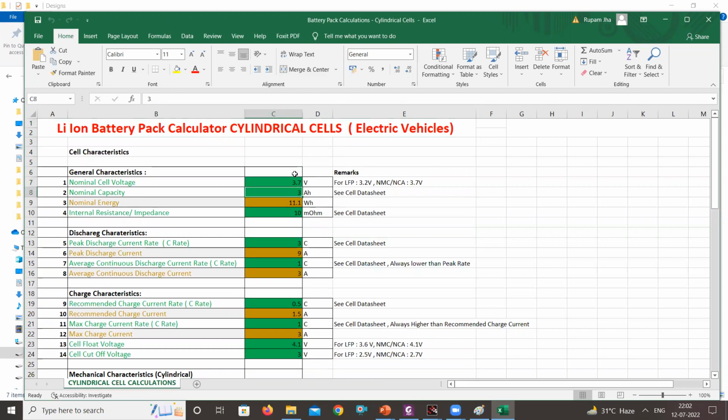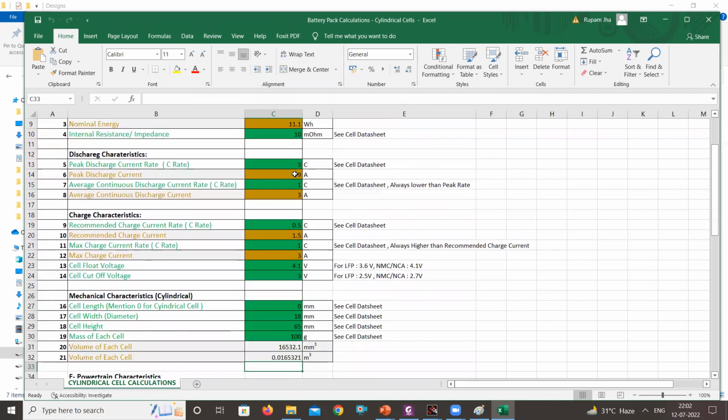So you will feed in the nominal cell voltage and capacity, the internal resistance of the cell he is going to use, the peak discharge rate, the average continuous discharge rate of the cell, the charging current rate, the maximum charging current rate, and up to what voltage you want to charge, like a floating voltage of 4.0 or 4.1, and what the cutoff voltage is, that's what he is expecting.